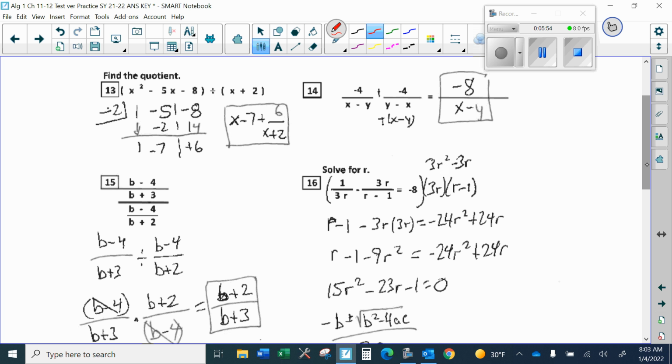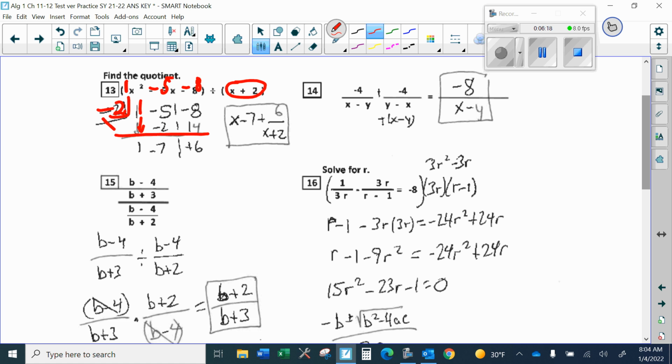Quotient. I can use long division, but it's easier to use synthetic division. So the root of x plus 2 is negative 2, so I see negative 2 there. You always start with the first coefficient, and you drop that down. It's whatever this coefficient is: 1, negative 5, and negative 8. That's why you see that there.